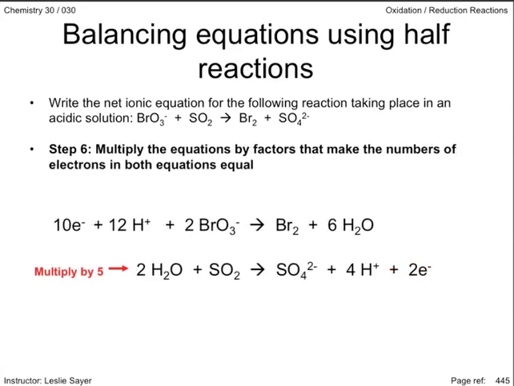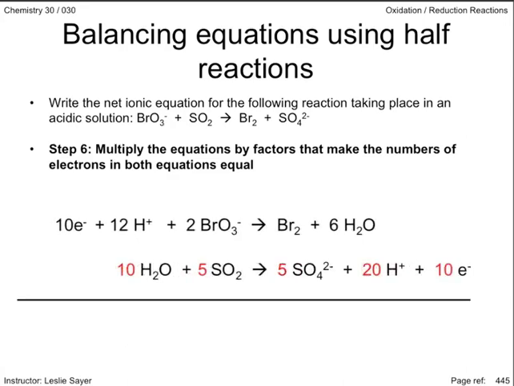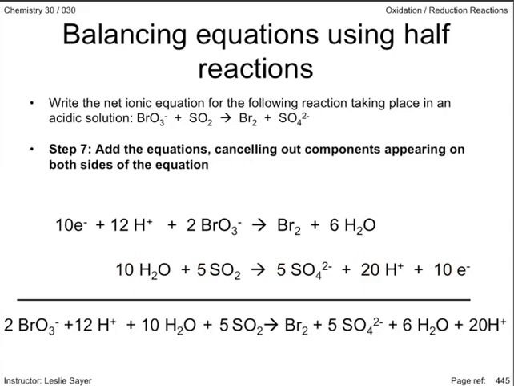A redox equation ensures that we see the number of electrons lost equals the number of electrons gained. We achieve this by multiplying the lower equation by a factor of 5, making the number of electrons on both sides equal to 10. Once the electrons are balanced, we're now free to finally combine the two half reactions. Adding the two equations together shows some redundancy. There are 12 hydrogen ions on the reactant side and 20 on the product side, and 10 waters on the reactant side and 6 waters on the product side.